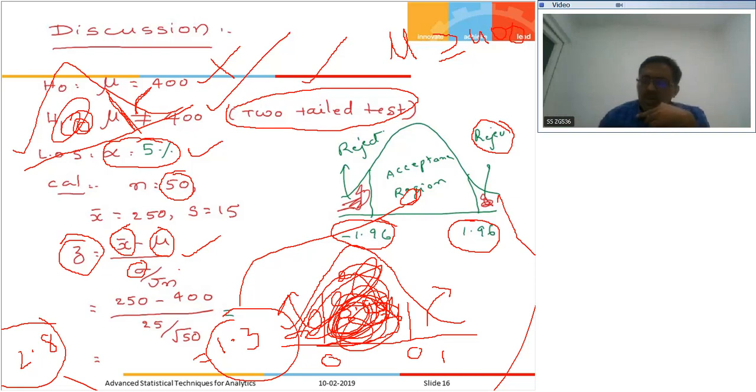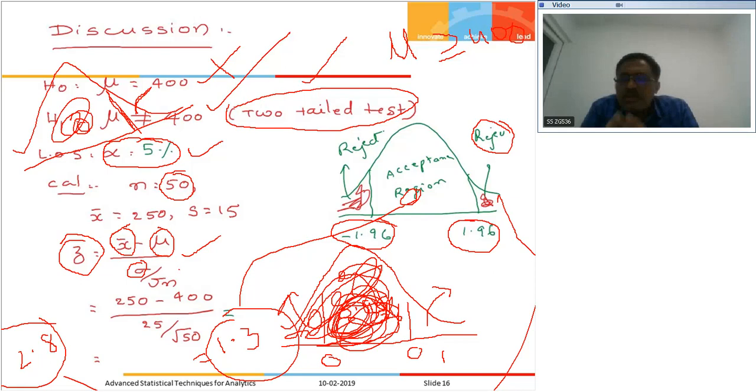I hope that at least we are able to grasp something related to testing of hypothesis. Don't feel that there are many tests, but nothing is there here. And why do we have to consider not equal to? What is the claim? Claim is mu equal to 400. If it fails, what do we say? Not equal, it can be less than also, right?